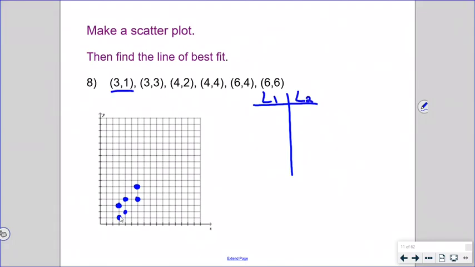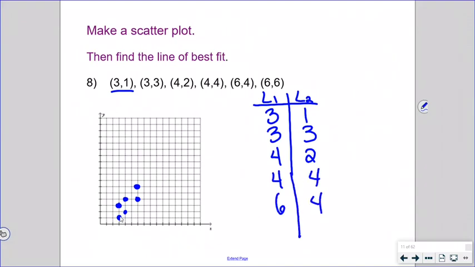So 3, 1 has you go 3 left, 1 on the right. So hit 3, enter, 1, enter. Hit 3, 3, 4, 2, 4, 4, 2 more to go, 6, 4, and 6, 6. Again, you're not writing this down. Nothing should be written down in your notes except for the dots, but that is what you do.